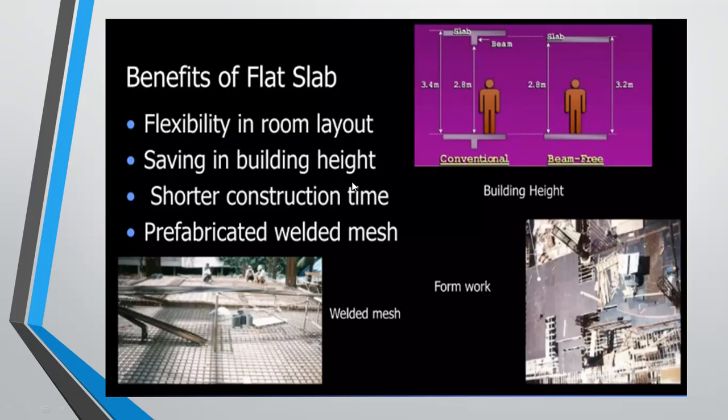The second benefit is saving in building height. You can see from the picture here: if a beam is provided, there is a decrease in height. If the beam is absent, there is an increase in height. The third one is shorter construction time, because the thickness is very much less.